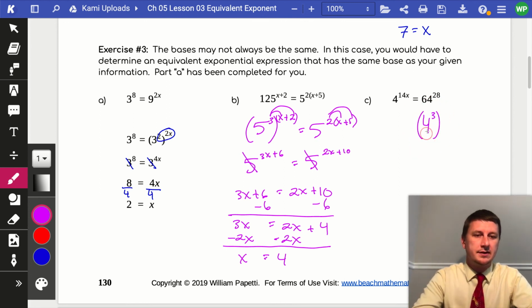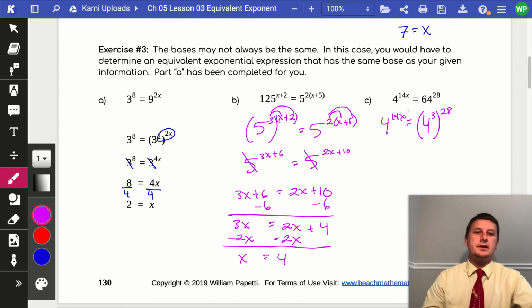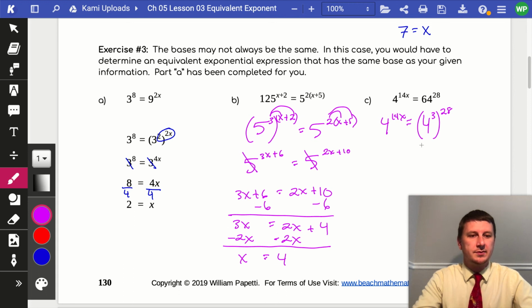So I can rewrite 64 as 4 to the third to the 28th. And then I'll have 4 to the 14x power. So now I have 4 to the 14x and 4 to the 3, to the 28th, which tells me power of a power. So I multiply 3 times 28, and I get 84. So this is 4 to the 84th power is equal to 4 to the 14x power.